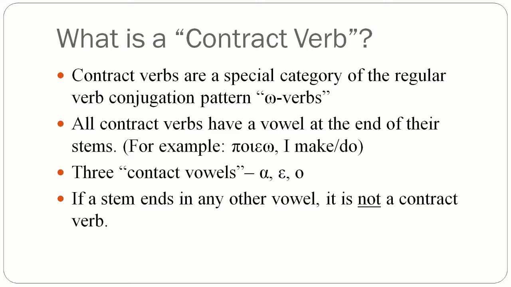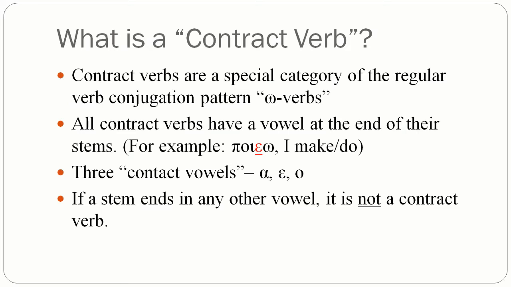The verbs that you've been learning about all year long, these contract verbs are going to take the same endings. They're going to work in the same way. Just one thing that's a little bit strange about these, they have a vowel at the end of their stems. For example, I've put up a contract verb here, poieo. This verb means I make or I do.